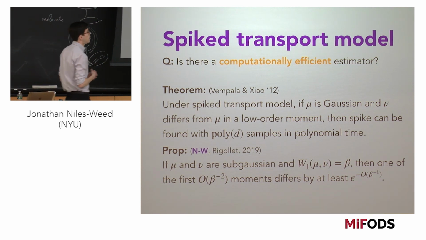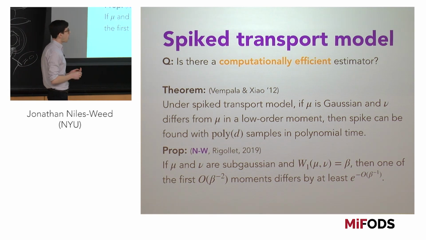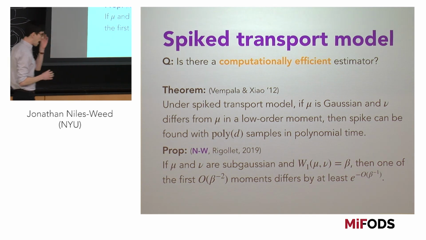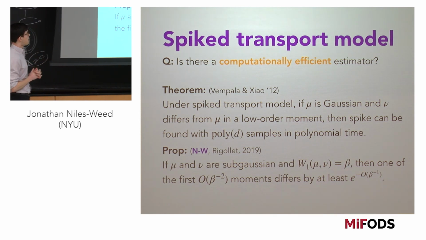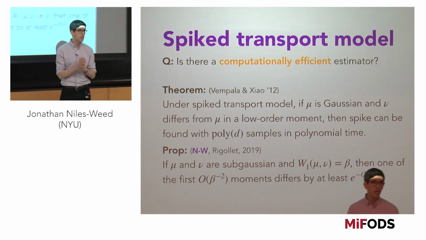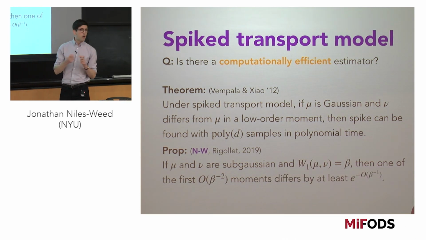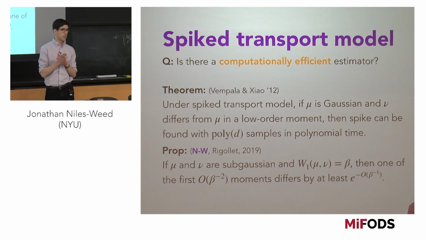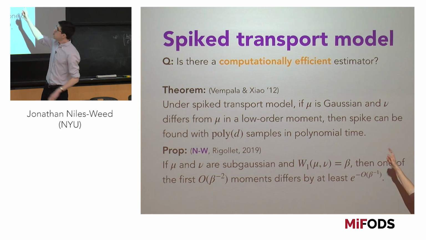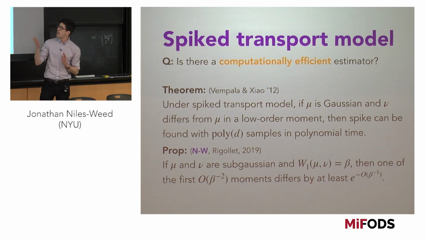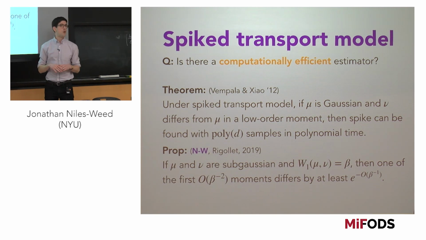There's this work on something called the Gaussian ICA problem, independent component analysis, that's been studied in a number of communities. But Vempala and Xiao first noted that if you're in the special case where mu is a Gaussian, you're starting from Gaussian measures, and you're in this spiked transport setting where the non-Gaussianity lies on some low-dimensional slice, then if mu and nu differ in a low-order moment, I can find the slice, find the spike, with a polynomial number of samples in polynomial time.